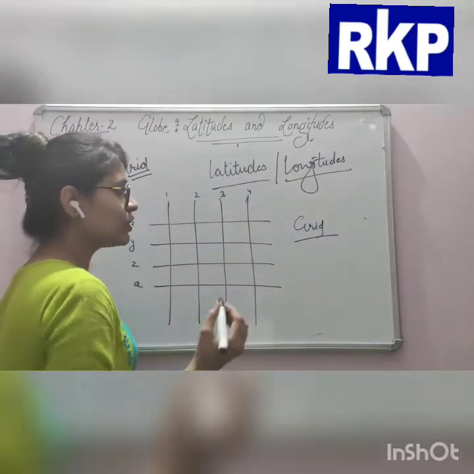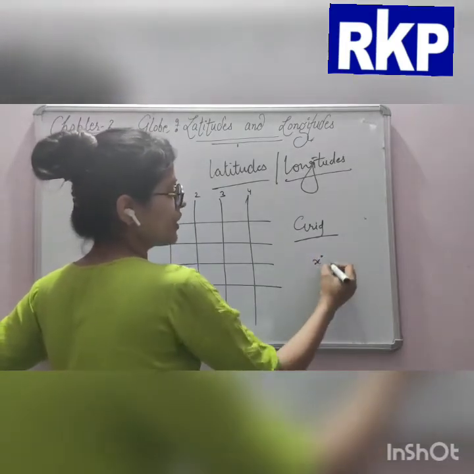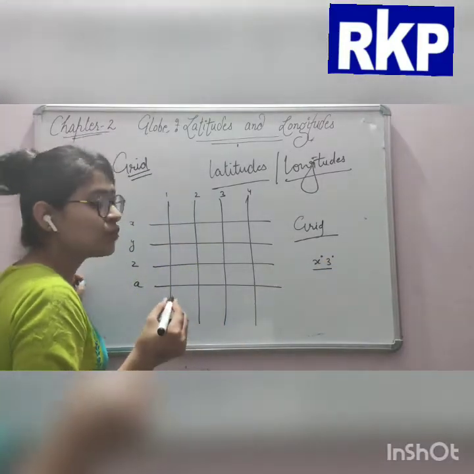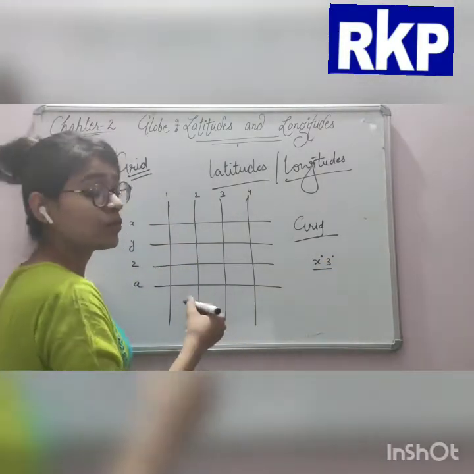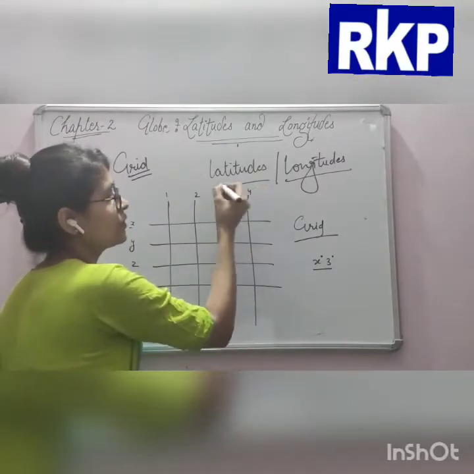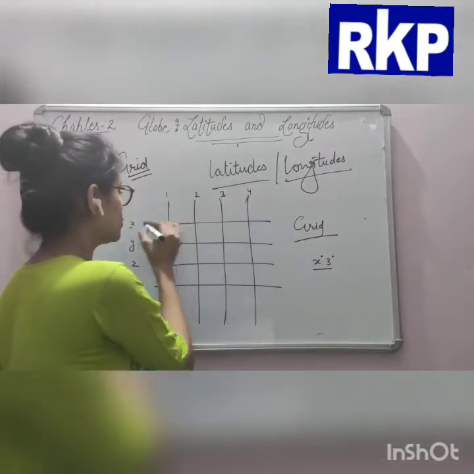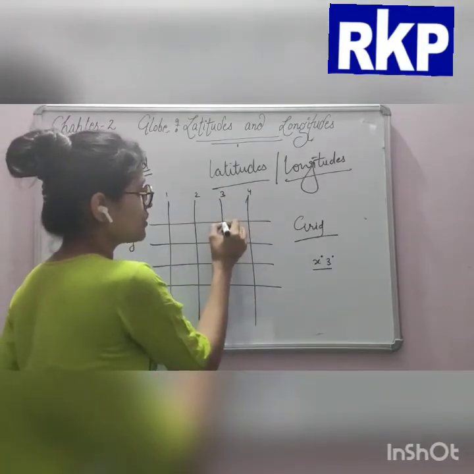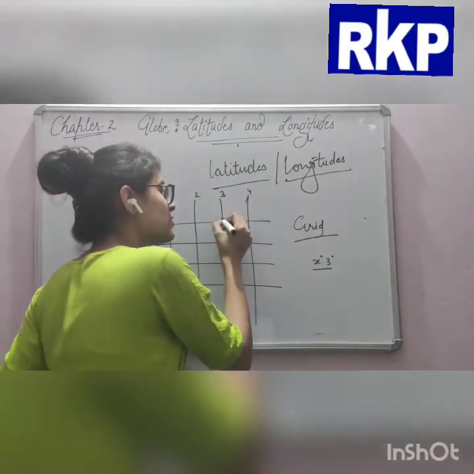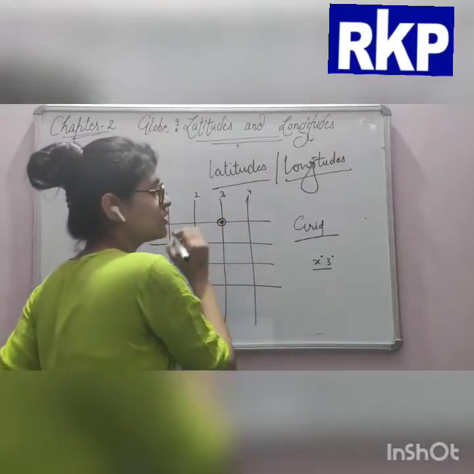If you want to locate a place which is at X degree latitude and 3 degree longitude, what will we do? How can we locate that? So this is the X line and there is 3 degree. Clear? So this is X and this is 3. They are intersecting at this point. So it means we are discussing that point. Is it located at this place?